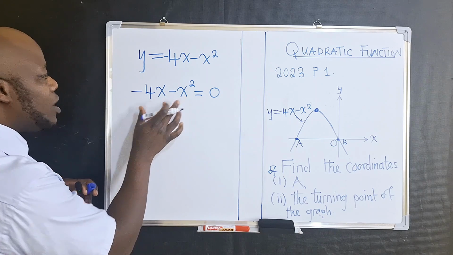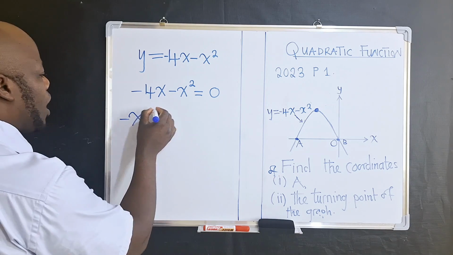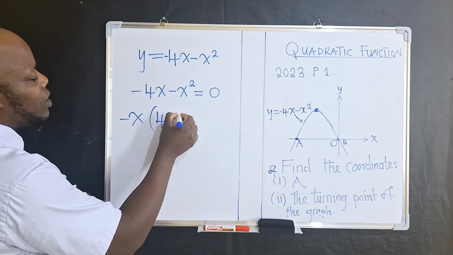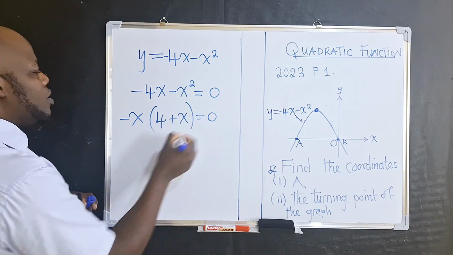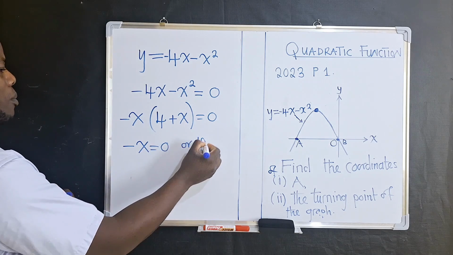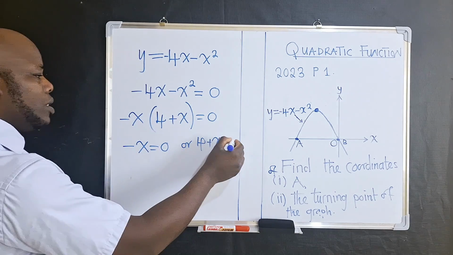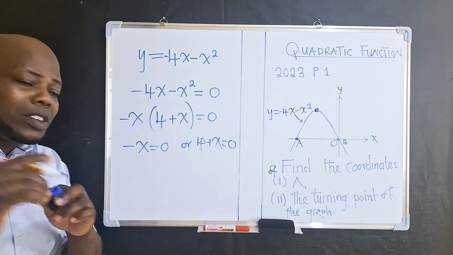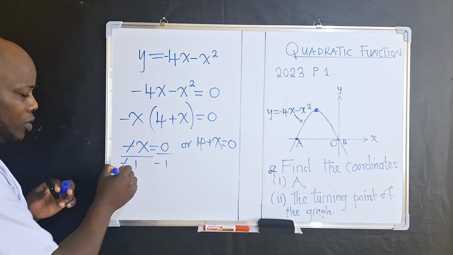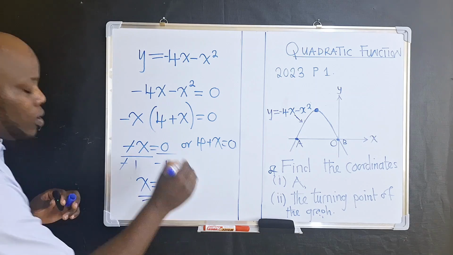Now, how do we solve this quadratic equation? Of course, we're going to write negative x outside the brackets. So when we factor out negative x, we're going to remain with 4 plus x, which is equal to 0. So negative x is equal to 0, or 4 plus x is equal to 0. From this stage, we divide throughout by negative 1 because we want to remain with the x. And the value of x in this case is 0.